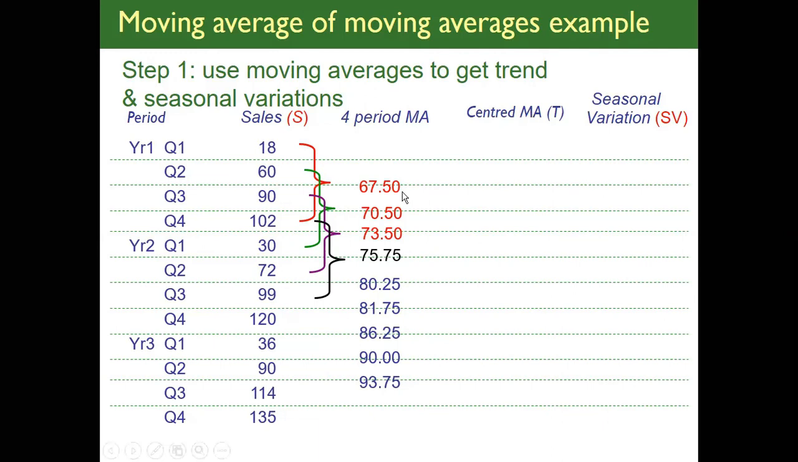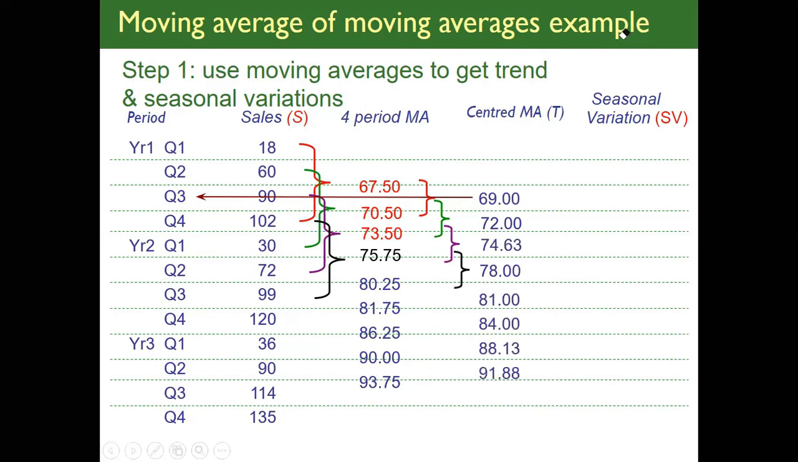So how to center them? You take these two and you put it in the middle. Now it becomes 69. You add 67.5 plus 70.5 divided by 2, you get 69. And this 69 is exactly in front of quarter number 3. So you did the job. You put the number in front of the quarter. And similarly, now you have to do it for the next value, like 70.5 plus 73.5 divided by 2, and then next, and then next, and you move on. So what you have done very successfully is calculate your centered moving average, and this is actually your trend line.